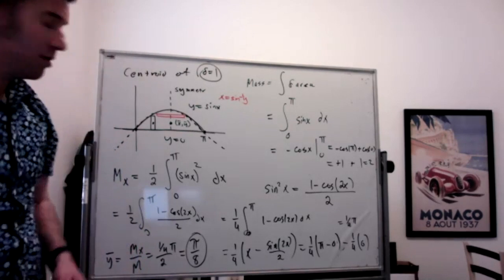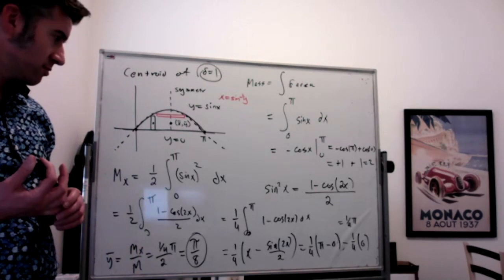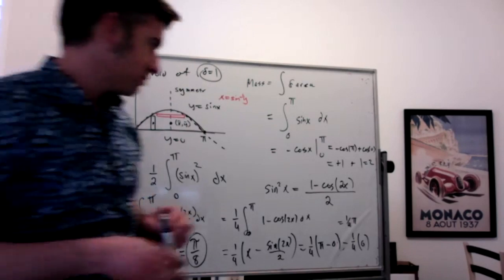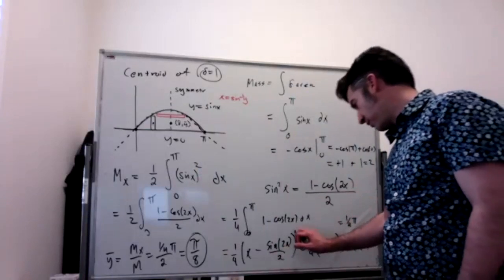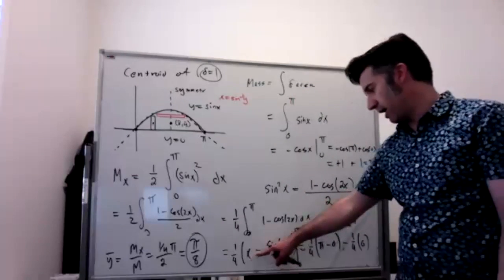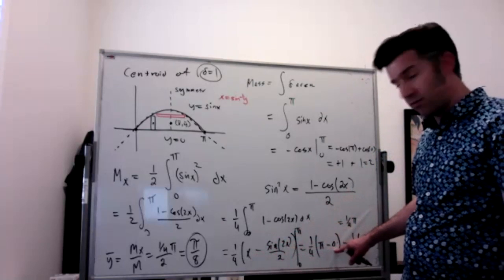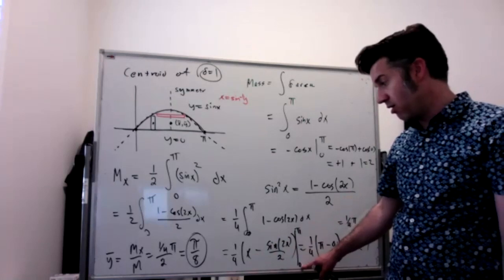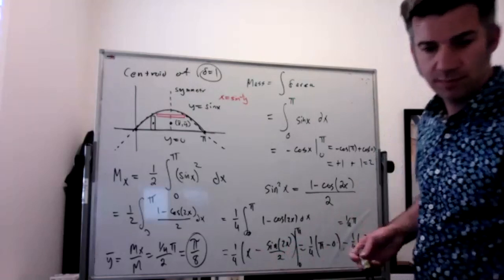So, wait, James. For your very last step, for the bottom right, like 1/4 pi minus 0, how come it turns into minus 1/4 times 0? Well, I'm plugging in my limits of integration. This is from 0 to pi. So when I plug in pi, I get pi minus sine of 2 pi over 2. But sine of 2 pi is 0, so I get pi minus 0. And then I subtract, and I plug in 0. Oh, okay. Plugging in 0, I get 1/4 times 0 minus sine of 0, which is 0. Thank you, James.